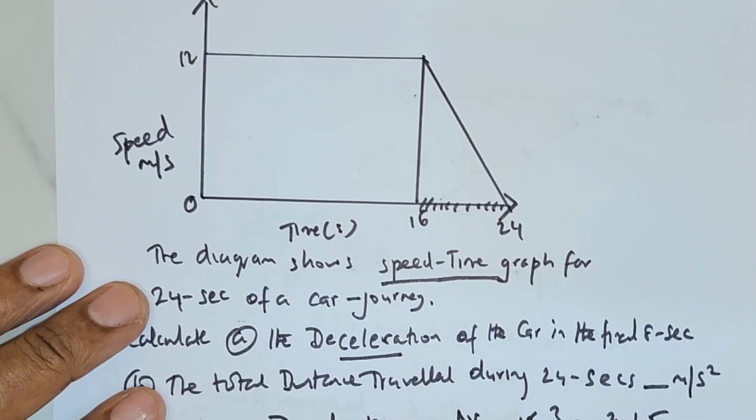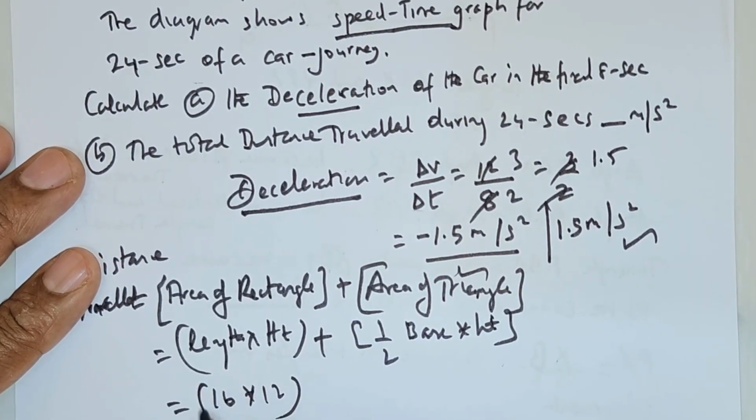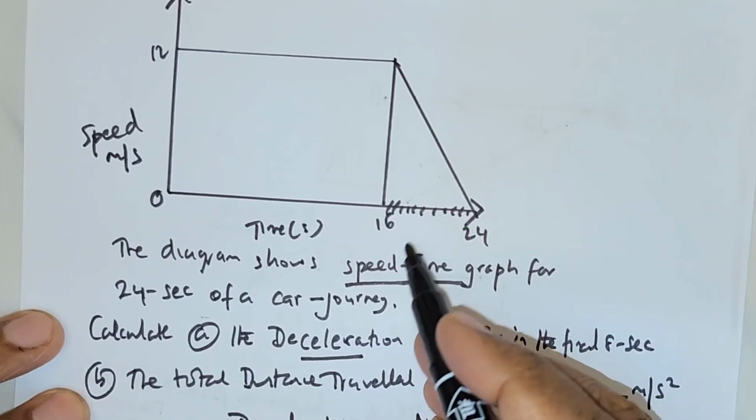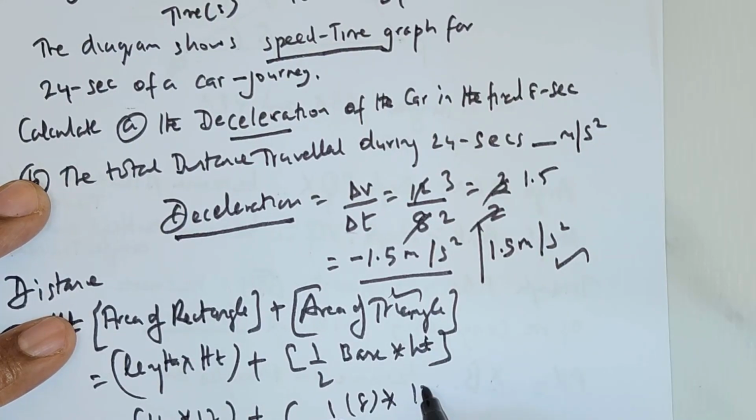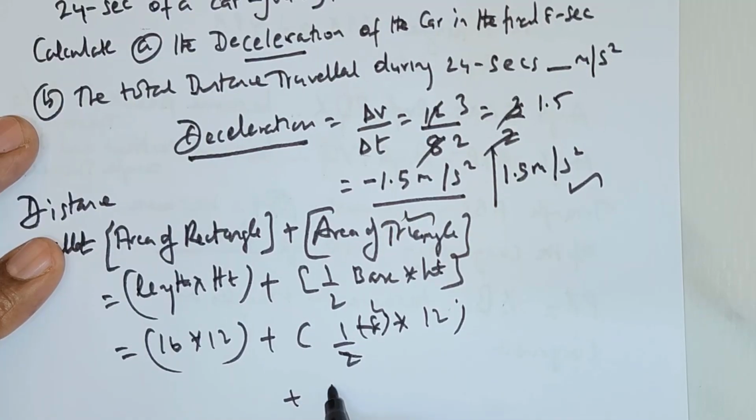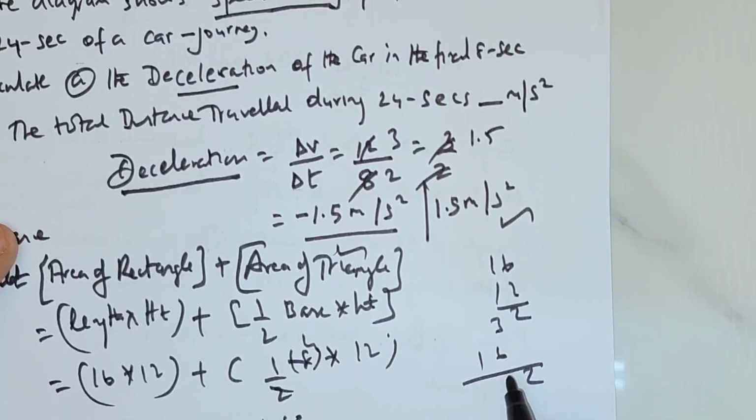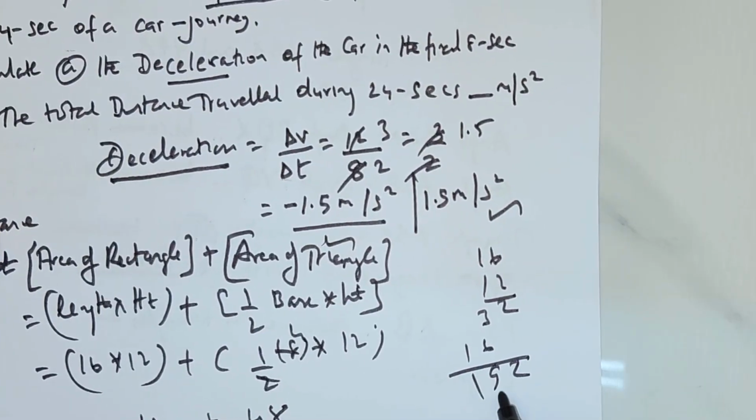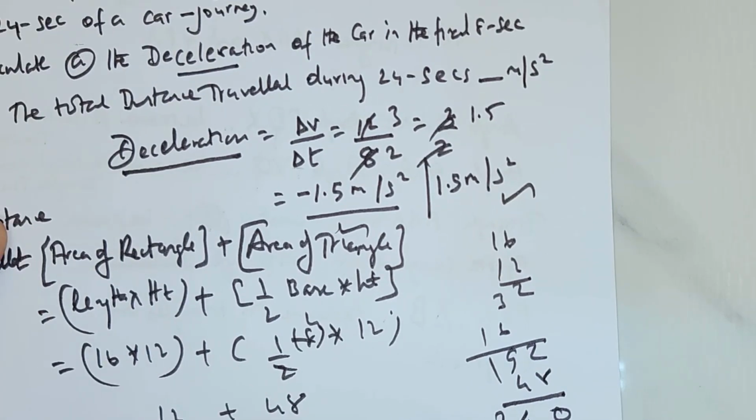So you have to get the length here. That's going to be 16 times 12. Now half times base, which is 8, times height, which is 12. 2 divides here 4 times 12, 48. 16 into 12: 6 twos are 12, 1 two is 2, 3, 6, 1, 2, 192. You add 48, you get 240.